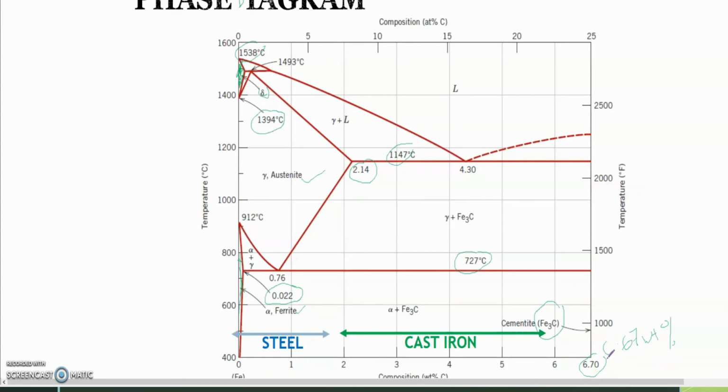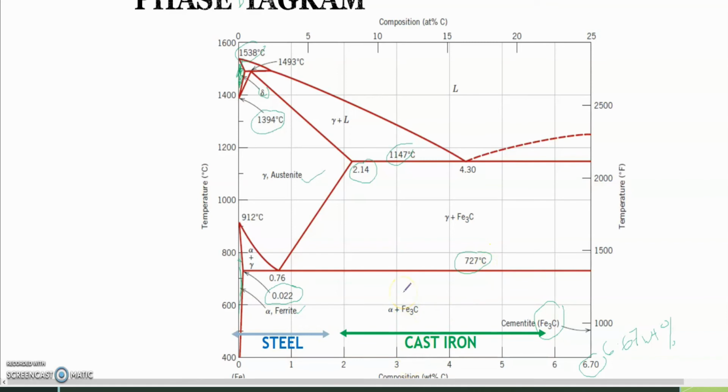Dekat sini kita dah panggil dia adalah intermetallic compound. Cementite ni adalah intermetallic compound dan dia very hard and brittle. Sebab kandungan karbon dia sangat tinggi. So bila kandungan karbon tinggi, metal tersebut akan jadi lebih keras. Dan juga bila keras dia akan jadi rapuh, hard and brittle. So cementite dia ada ciri-ciri hard and brittle. So the strength of some steels is enhanced by its presence.